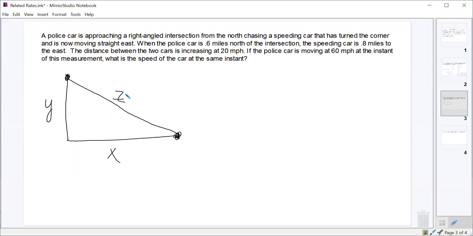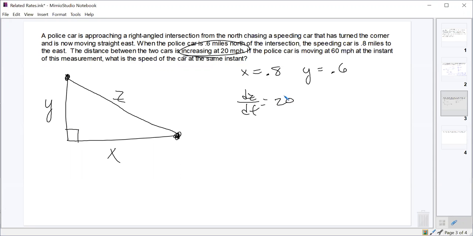And we know that at the point we're interested in, x is 0.8 and y is 0.6. It doesn't give us z, but we could figure it out because we know this is a right-angled intersection, which is not changing. And we know the distance between the cars, dz/dt, is changing at what rate? It's increasing at 20 miles an hour.